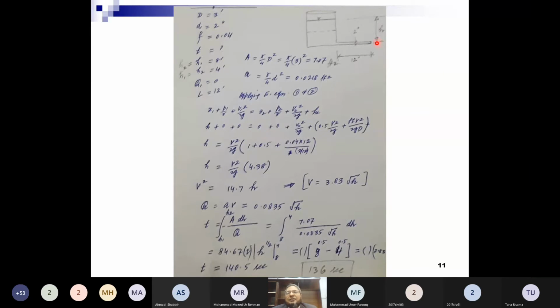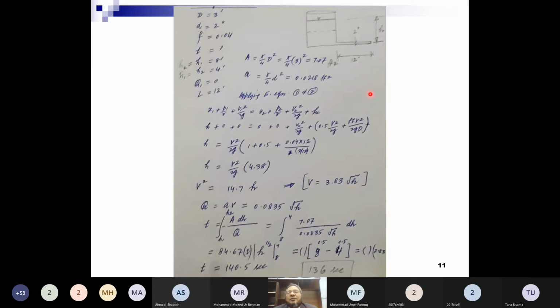How much is the pressure here? The liquid trajectory has 0 pressure because it is open to atmosphere. How much is the velocity? Yes, velocity would be V2 square over 2g, and head loss would be entrance loss plus friction loss. Now, if you further solve this, it will become like this, and you can compute the velocity of flow in terms of h. So velocity is equal to 3.83 root of h.